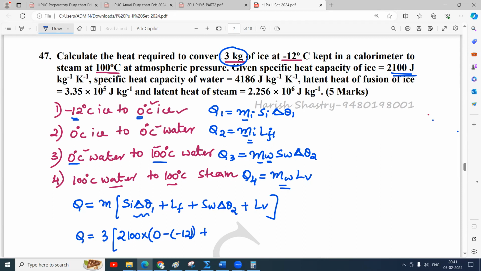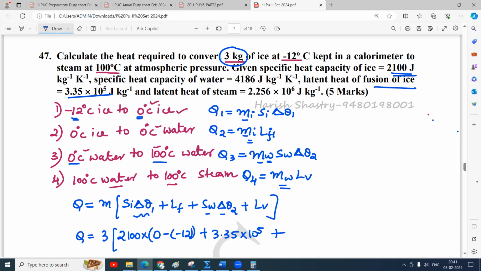Latent heat of fusion of ice. Mass is already written outside. Latent heat of fusion of ice is given here, 3.35 into 10 to the power 5, plus here specific heat of water and delta theta 2.